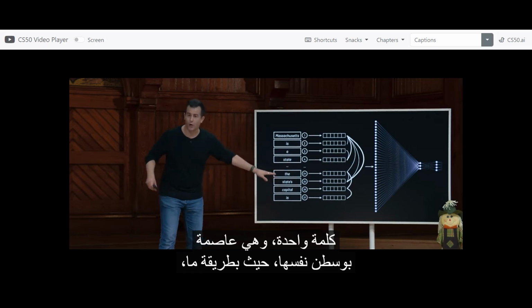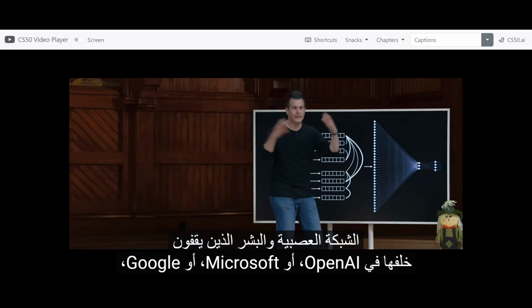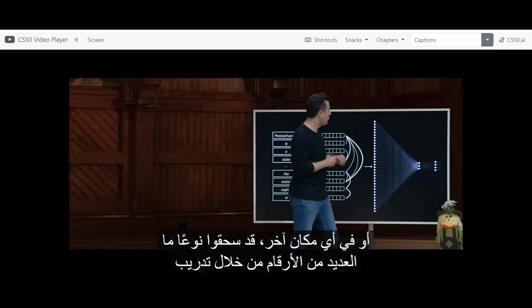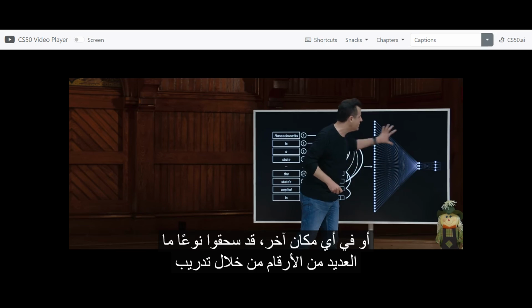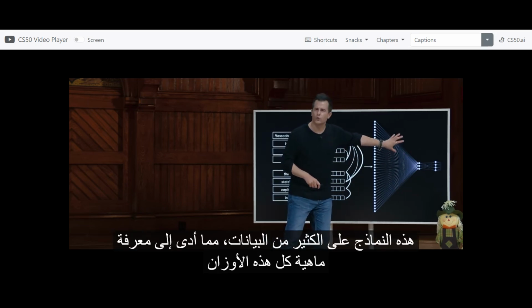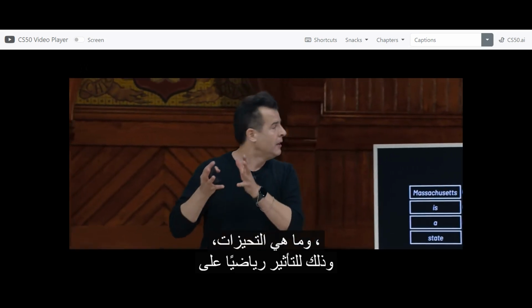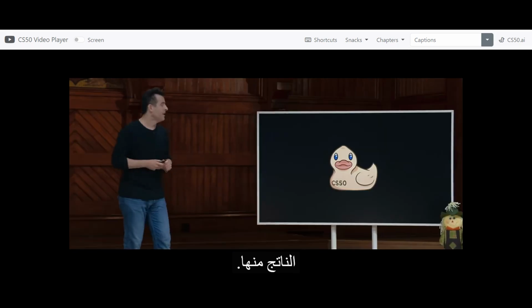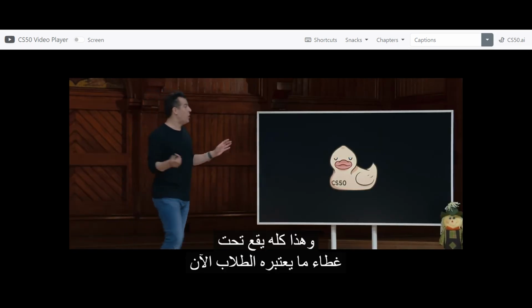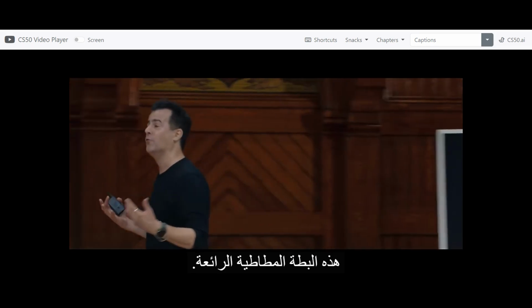which is the capital of Boston itself, whereby somehow the neural network and the humans behind it at OpenAI, Microsoft, Google, or elsewhere have sort of crunched so many numbers by training these models on so much data that it figured out what all of those weights are, what the biases are, so as to influence mathematically the output therefrom. So that is all underneath the hood of what students now perceive as this adorable rubber duck.